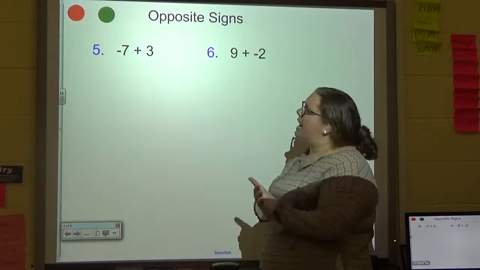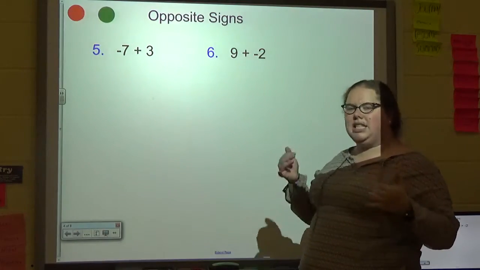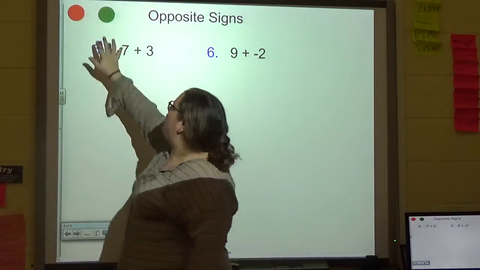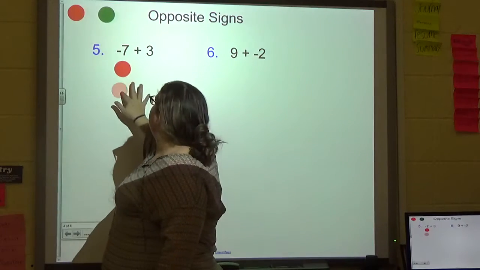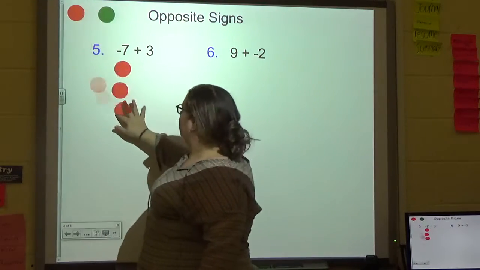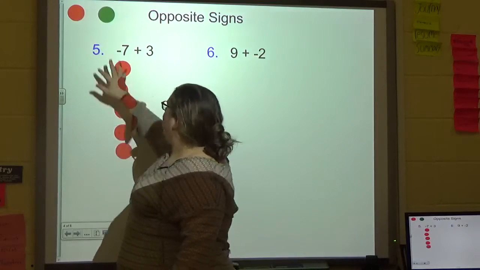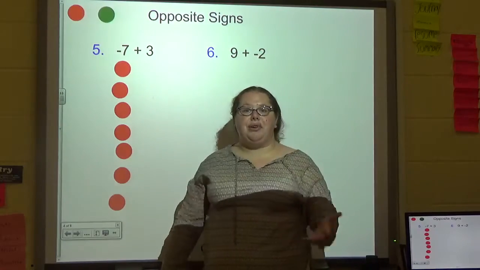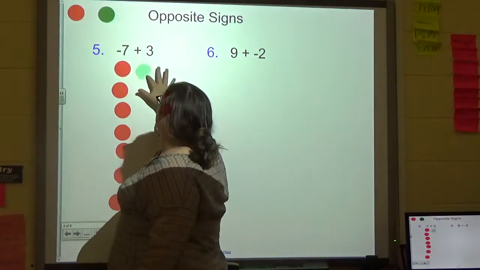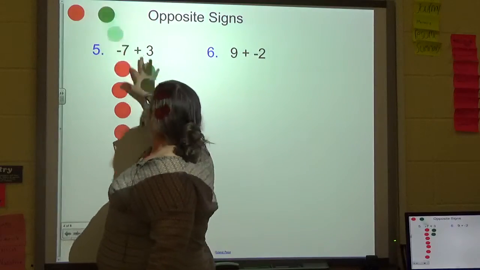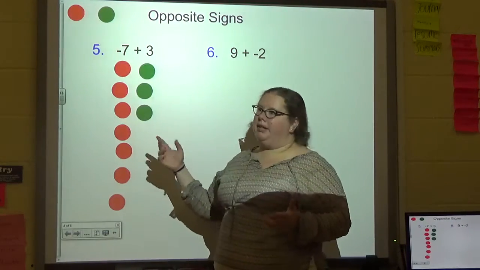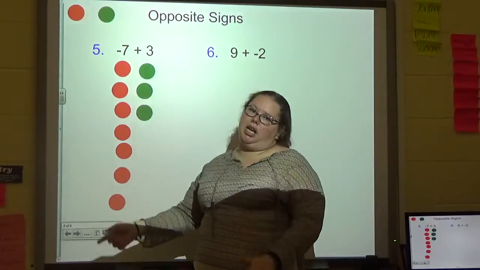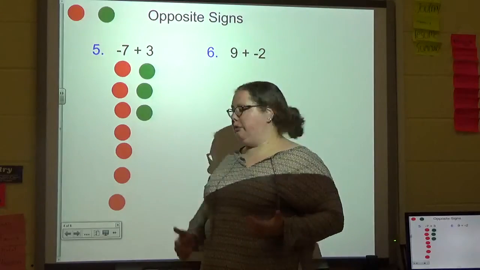Alright. Now, what if they're opposite signs? Now that's a little harder. So this time, I have -7, so I have 7 reds. 1, 2, 3, 4, 5, 6, 7, and I have 3 greens, 3 regular. 1, 2, 3. Now, what do you think happens to a red and a green? They cancel each other out. I owe my dad $1, then I give him $1. I don't owe him anything anymore.